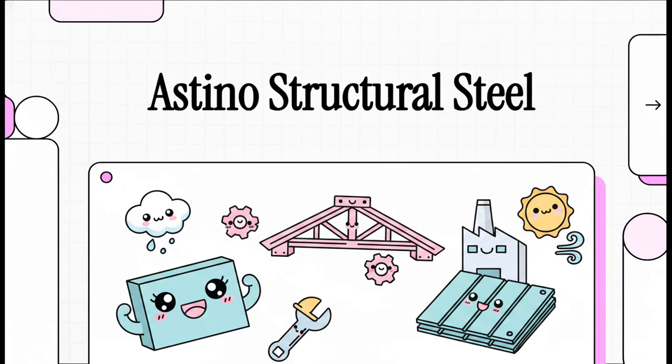Welcome back. Today, we've got a fantastic explainer lined up for you. We're going to look right past the drywall, past the glossy finishes of modern architecture, and go straight into the skeletal system of a building. We are decoding the anatomy of a roof, specifically looking at Astino structural steel components.